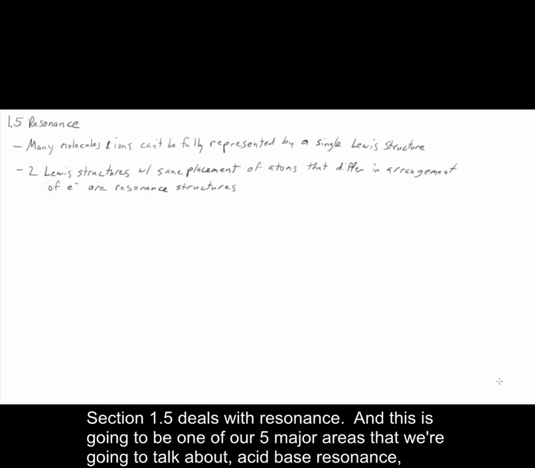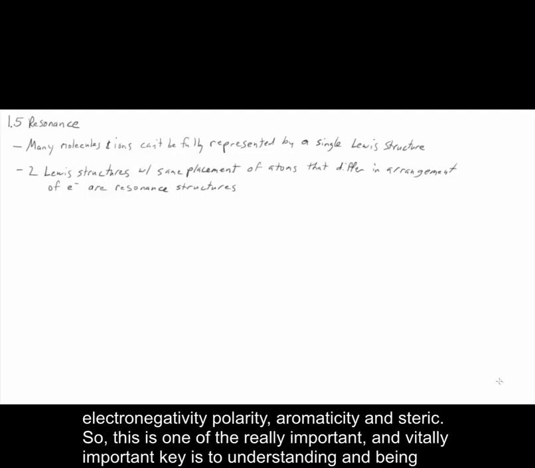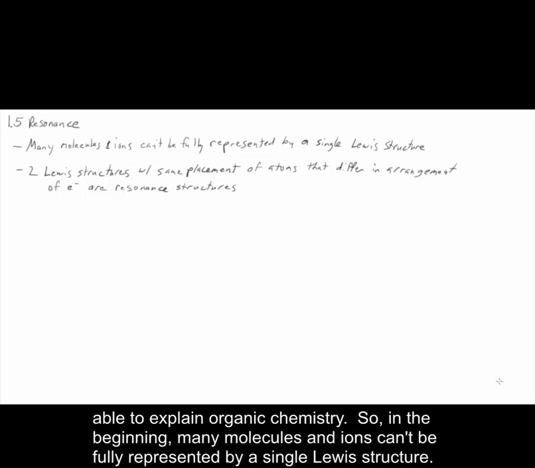Section 1.5 deals with resonance, and this is going to be one of our 5 major areas that we're going to talk about: acid-base, resonance, electronegativity, polarity, aromaticity, and sterics. So this is one of the really important and vitally important keys to understanding and being able to explain organic chemistry. So at the beginning, many molecules and ions can't be fully represented by a single Lewis structure.